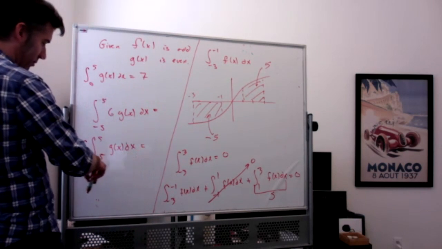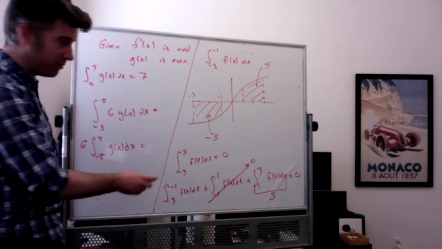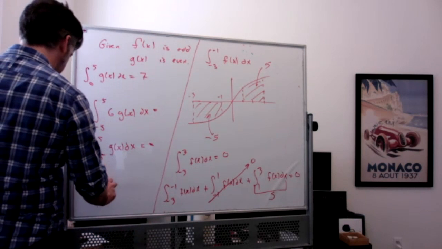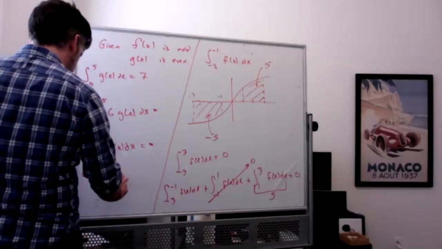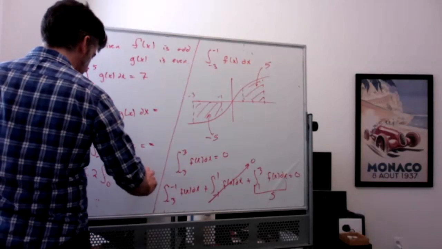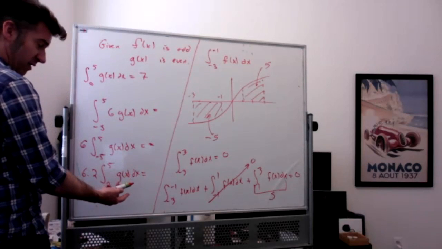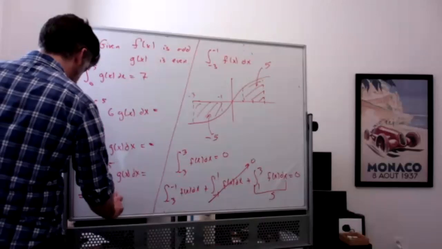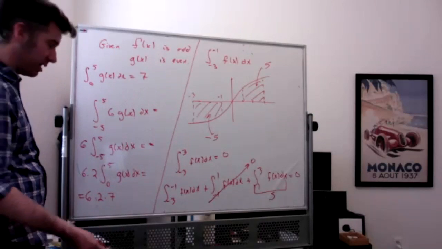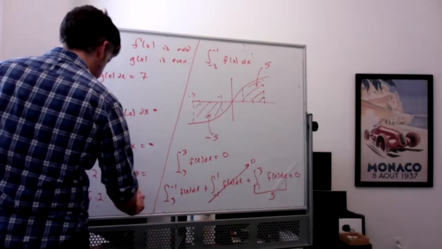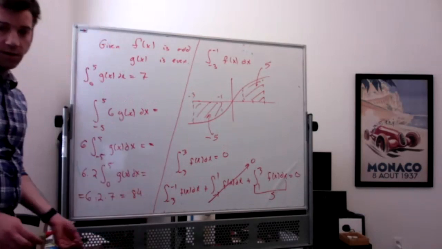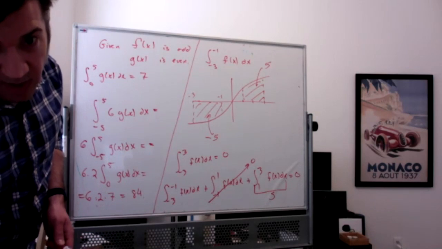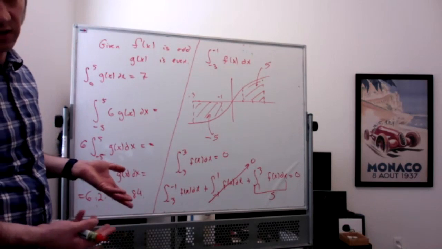But then I can say, oh, g of x is even. So this is going to equal 6 times 2 times the integral from 0 to 5 of g of x dx. But we know what the integral from 0 to 5 of g of x is. It's 7. So this is equal to 6 times 2 times 7, which is 84, I think. So that's kind of the idea with questions like these, is they're going to give you some information and then they're going to ask you to calculate stuff.